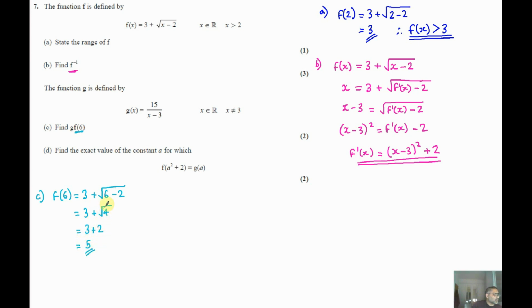Now you might be thinking the square root of 4 is plus or minus 2, so can I use 3 minus 2 here? Well, the issue we would have with that would be that our output would be 1, and as we've already stated here, the range of f of x must be bigger than 3, so therefore this one is invalid.